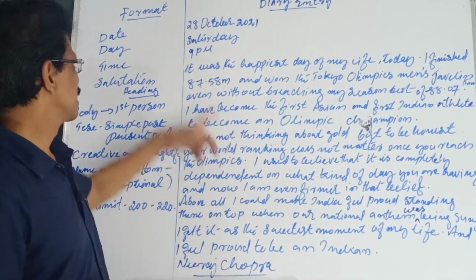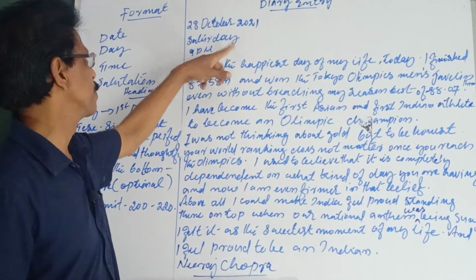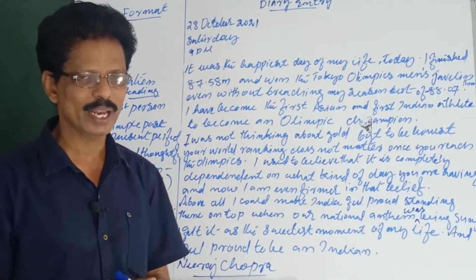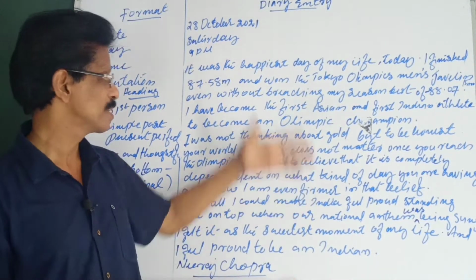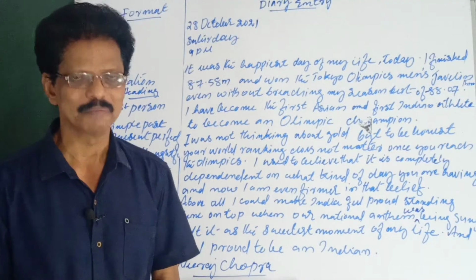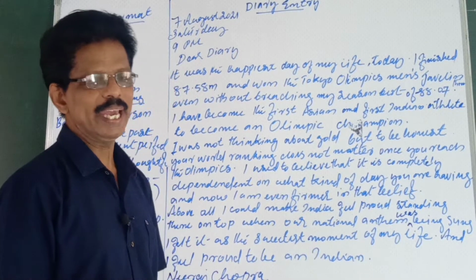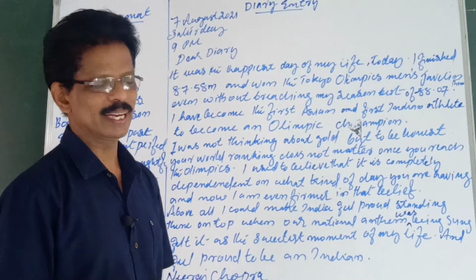Gold medal. Then time, 9 p.m. in the evening he is writing. Okay, now let us see the body of the diary. Now let us see how to write the diary entry.